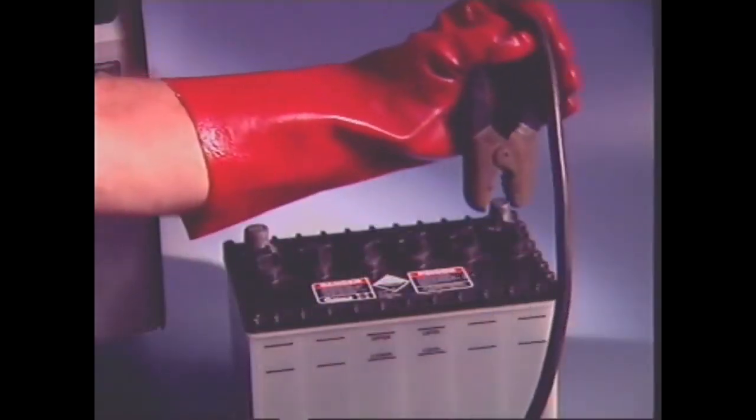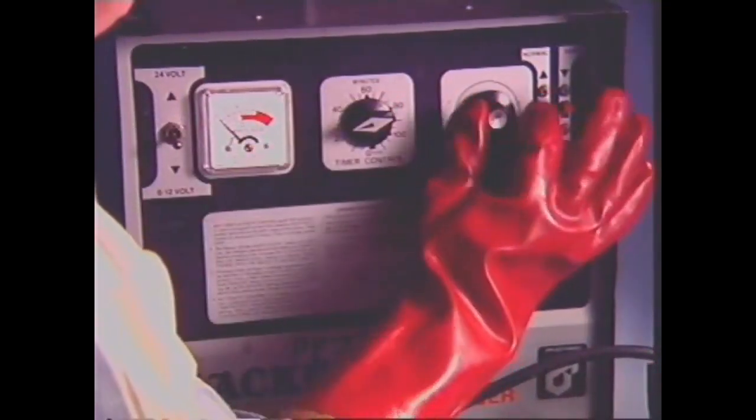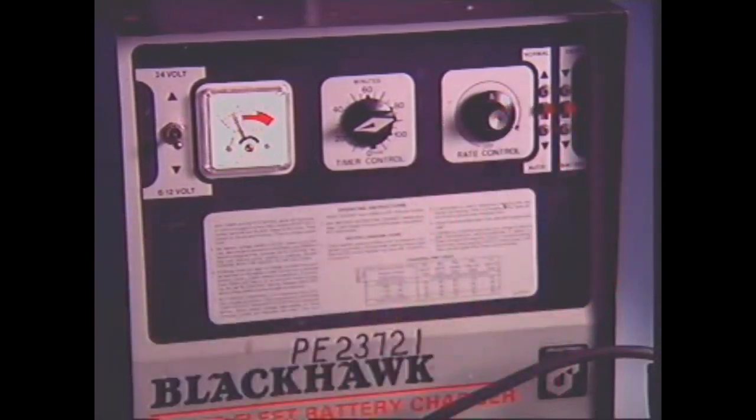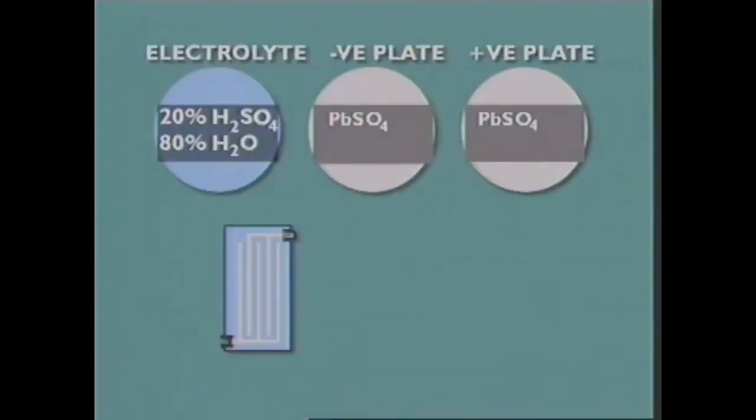One set of plates is connected to the negative side of a DC source, and the other to the positive side. Direct current is applied to the plates, changing them chemically until the battery is ready for service. In a discharged lead-acid cell, the active material of both plates is lead sulfate. The electrolyte is a weak sulfuric acid solution.